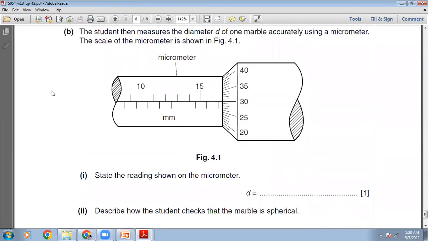Okay. Then it says the student then measures the diameter of one marble accurately using a micrometer. The scale of the micrometer is shown in figure 4.1. State the reading shown on the micrometer. Okay, you can see this is 9, 10, 11, 12, 13, 14, 15, 16, and this is 16.5. So I will note down 16.5. And then I will check on this circular scale which line is coinciding with this horizontal line. So this is 30. So 16.5 plus 0.30. So you will get the answer.